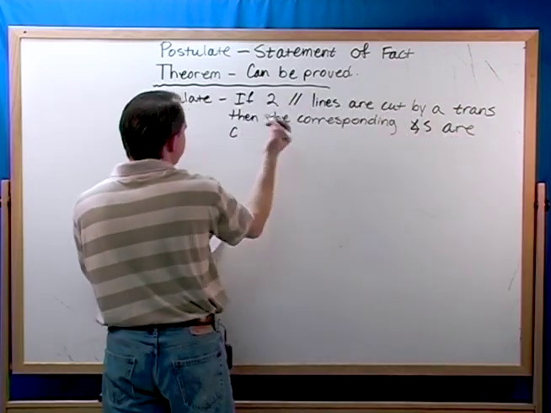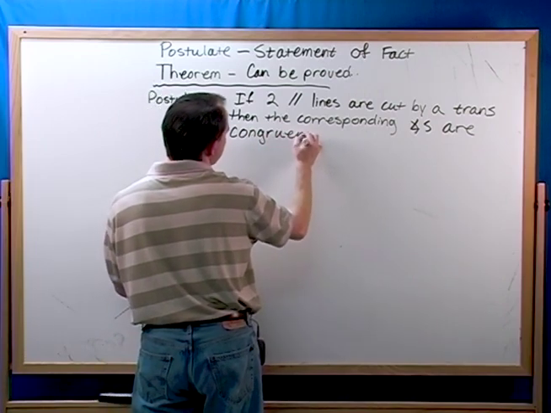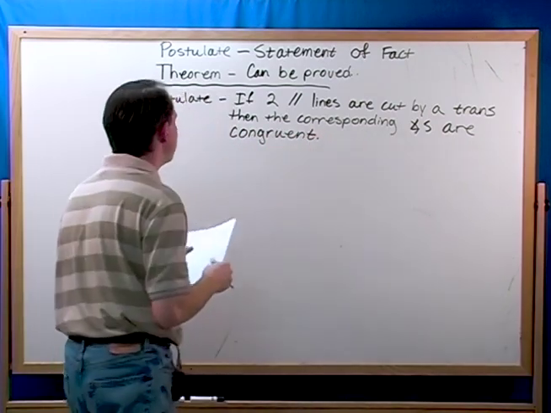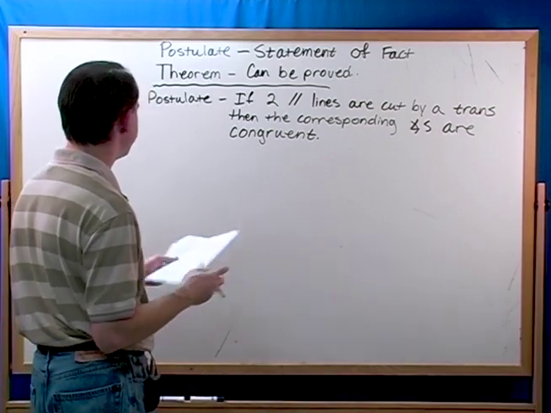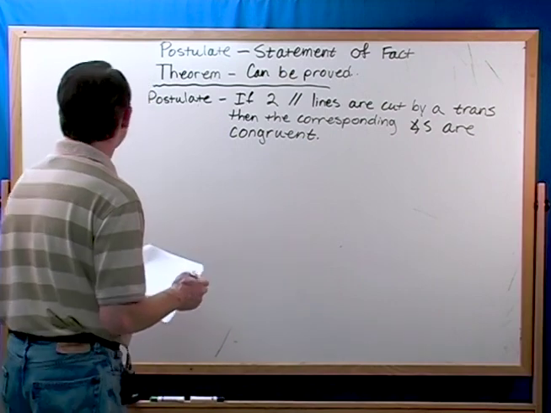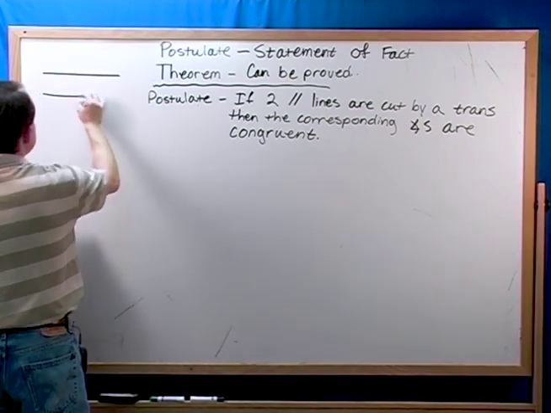And remember, congruent just means equal. Congruent just simply means equal. Okay? So this is a postulate. Okay? This is a statement of fact. Okay? Now, let me go ahead and remind you of what we're talking about here. Here's 2 parallel lines.